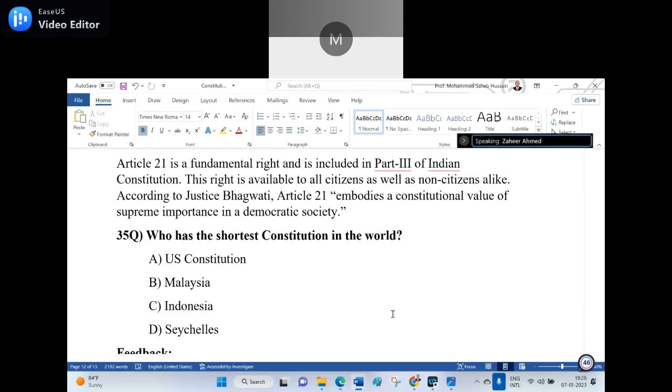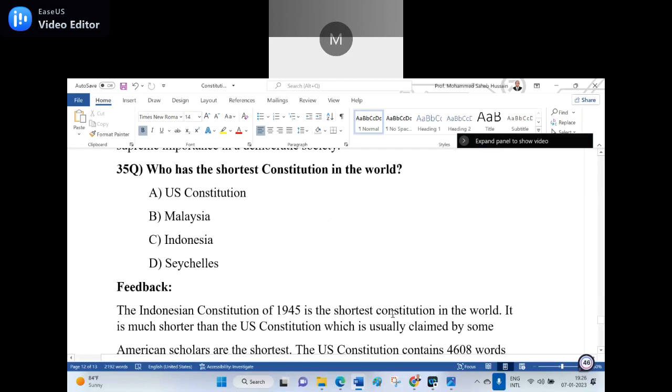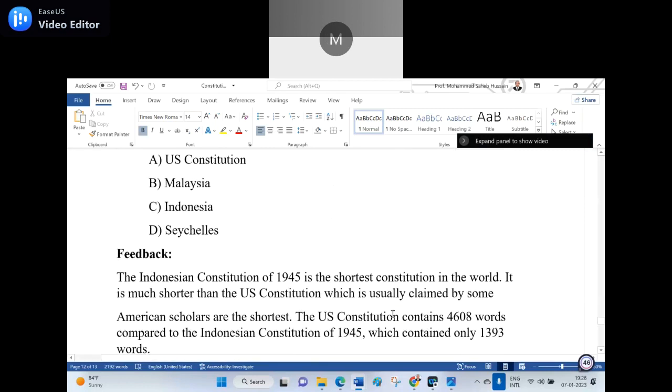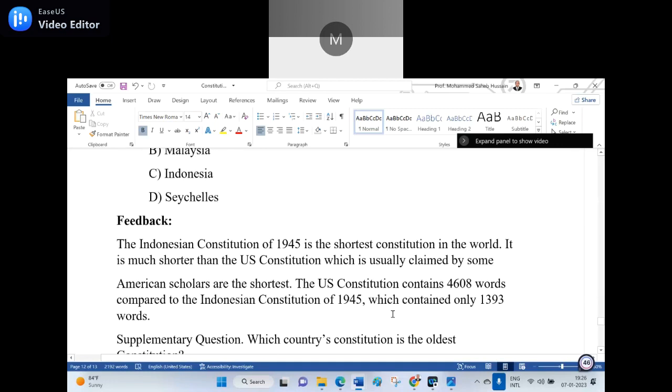Indonesia has the smallest constitution. The Indonesian Constitution of 1945 is the shortest constitution in the world. It is much shorter than the US Constitution, which is usually claimed by some American scholars to be the shortest. The US Constitution contains 4608 words compared to the Indonesian Constitution of 1945, which contains only 1393 words.